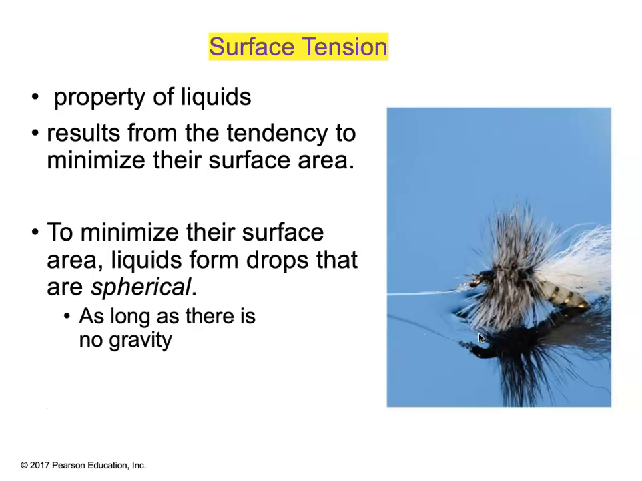To minimize the surface area, liquids form drops that are spherical as long as there is no gravity. Gravity would distort the drop, and it becomes more like tear-shaped if it's falling a distance. Surface tension is almost like a skin on the top of a liquid. But in order for that to happen, the liquid probably has to have hydrogen bonding.